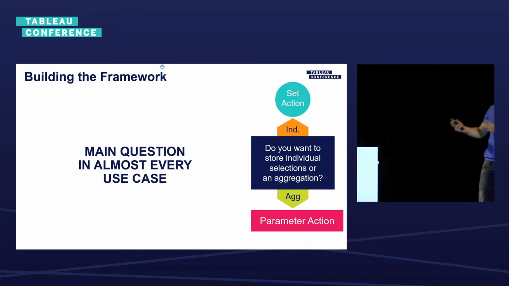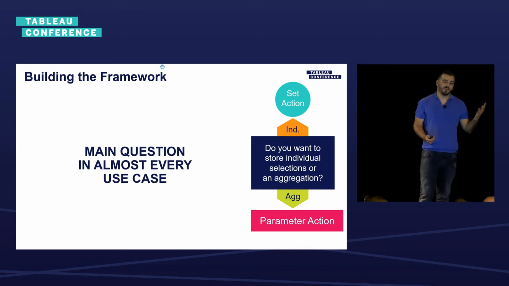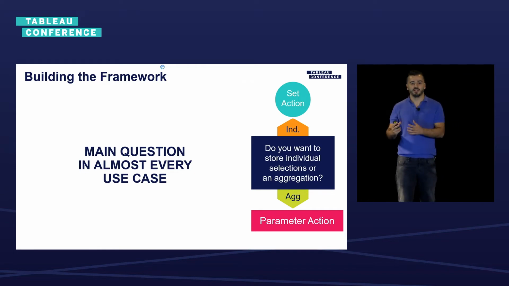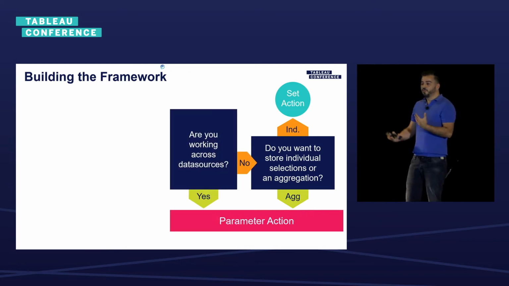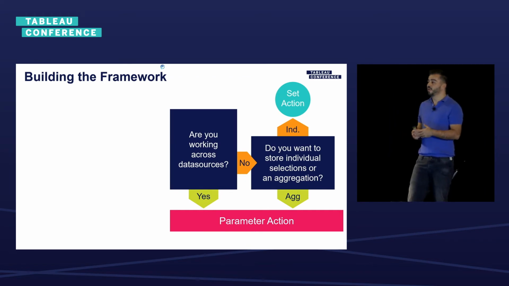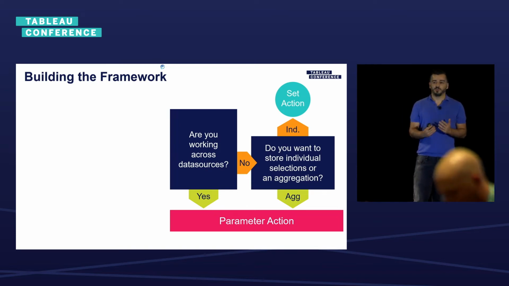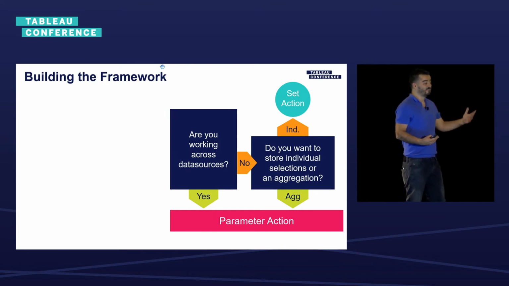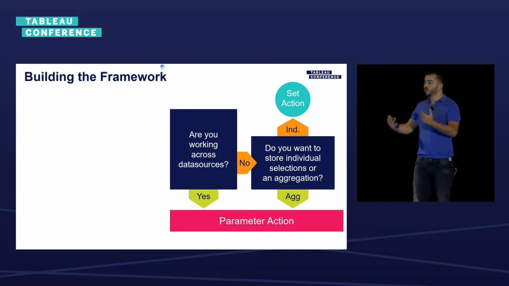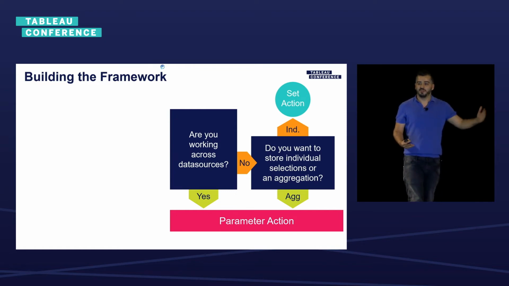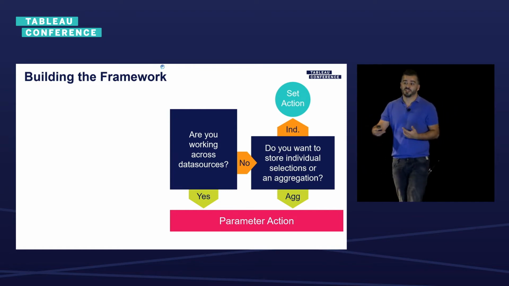Okay, so we saw with these two examples when to use a parameter action and when to use a set action. And the main question was, do we want to aggregate the results into a single value, or do we want to keep the individual values separately? But there are a few other use cases where things get a little bit interesting. One of them is when you work across data sources. So a use case for that would be, let's say, if you have a transactional database, and then you have an Excel file where you have the targets for individuals or regions, and you now want to use an interactivity that passes values from one data source, which is the Excel file, to the SQL transactional data, for example.